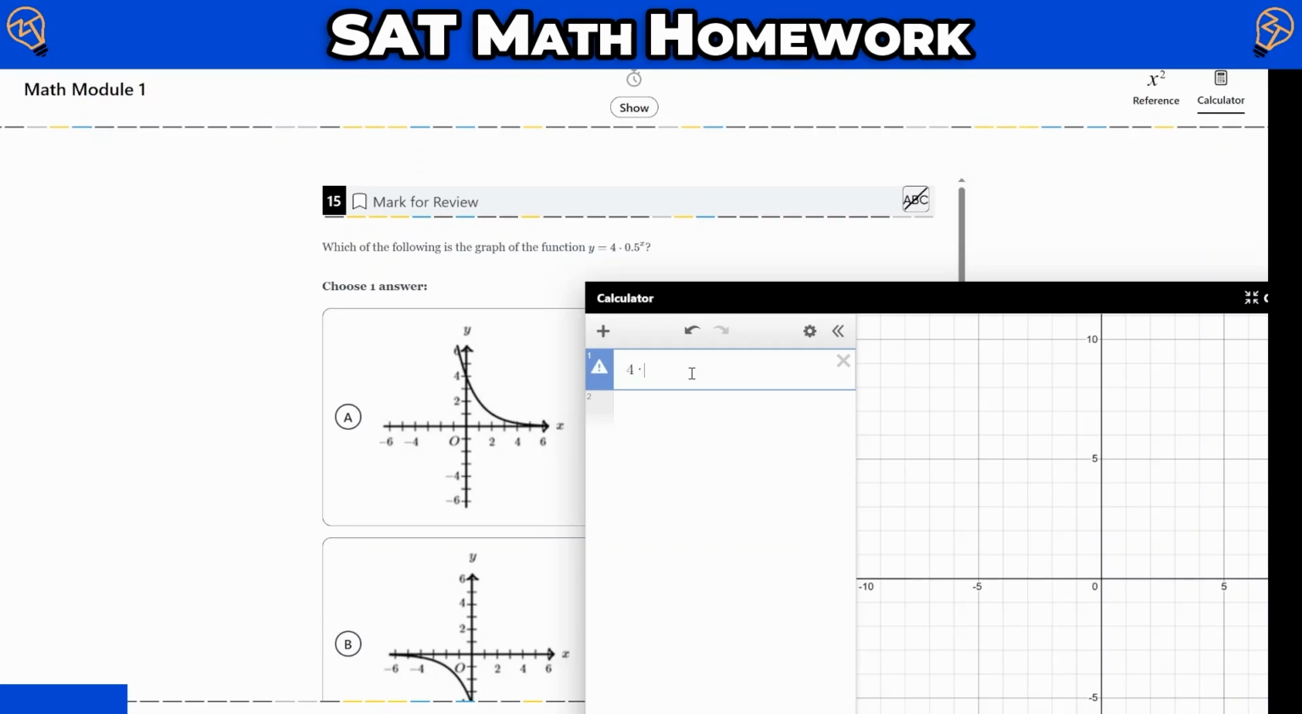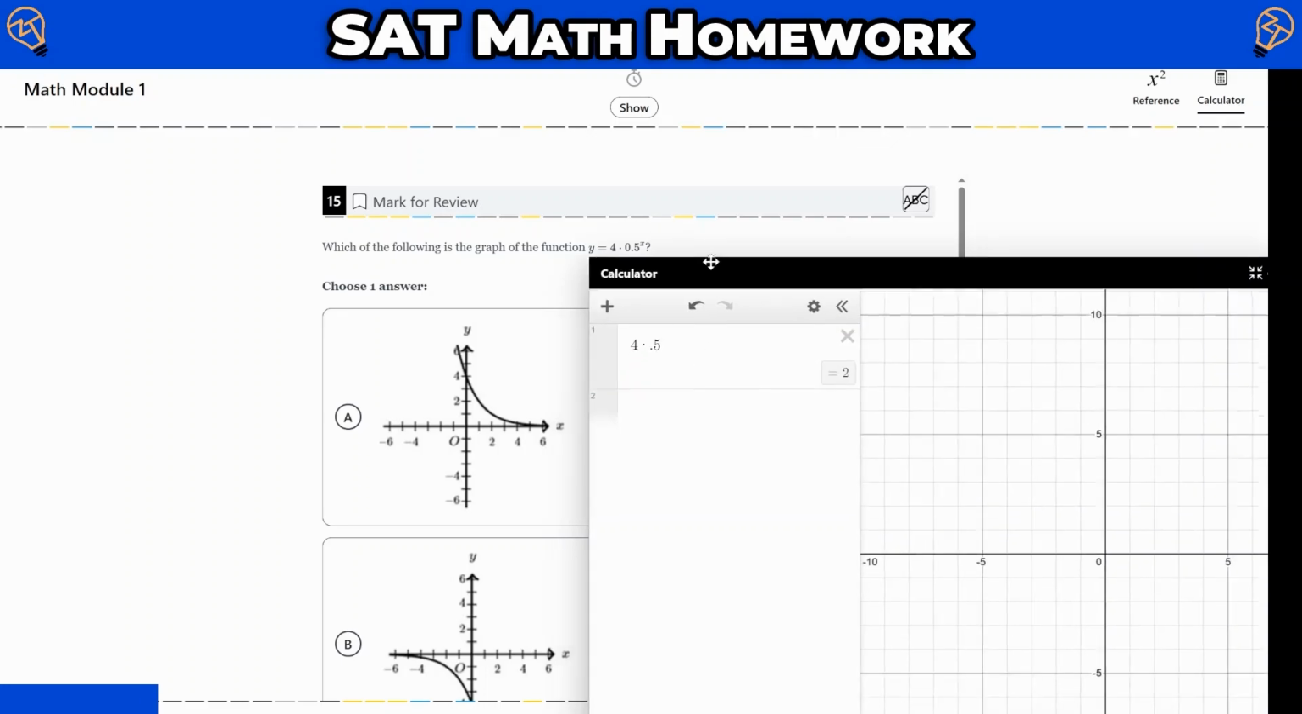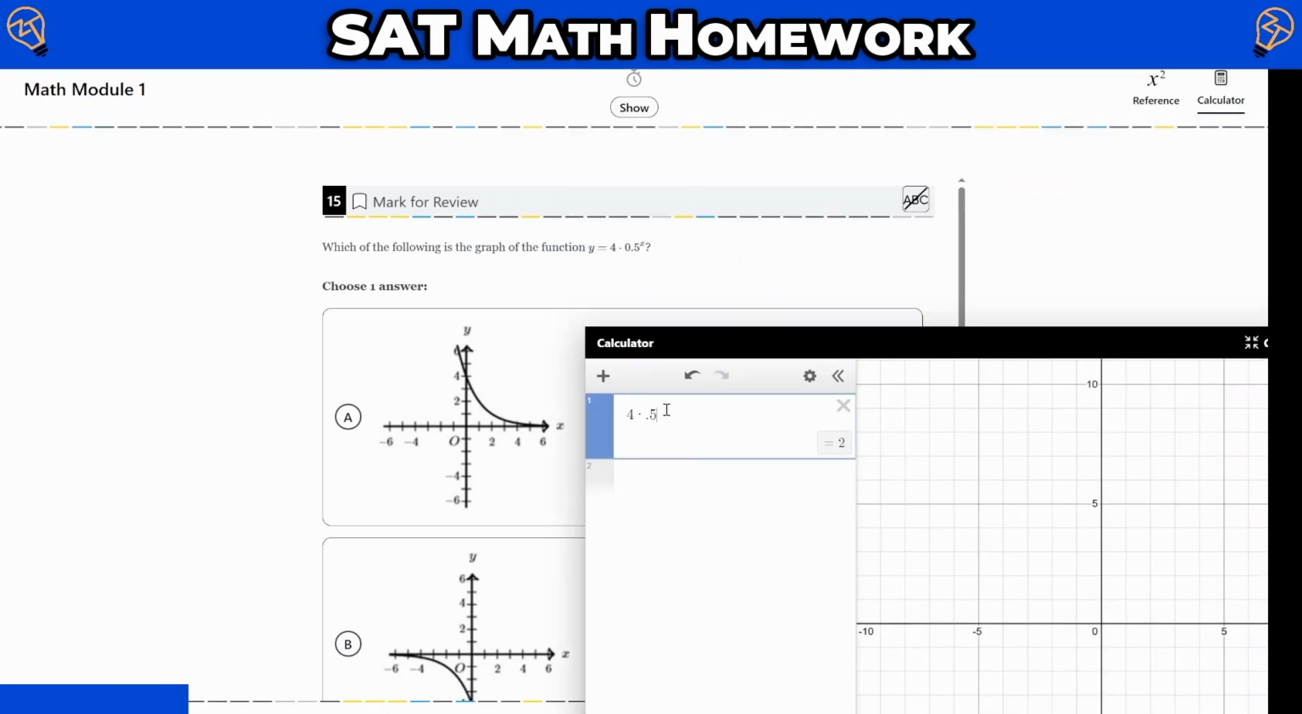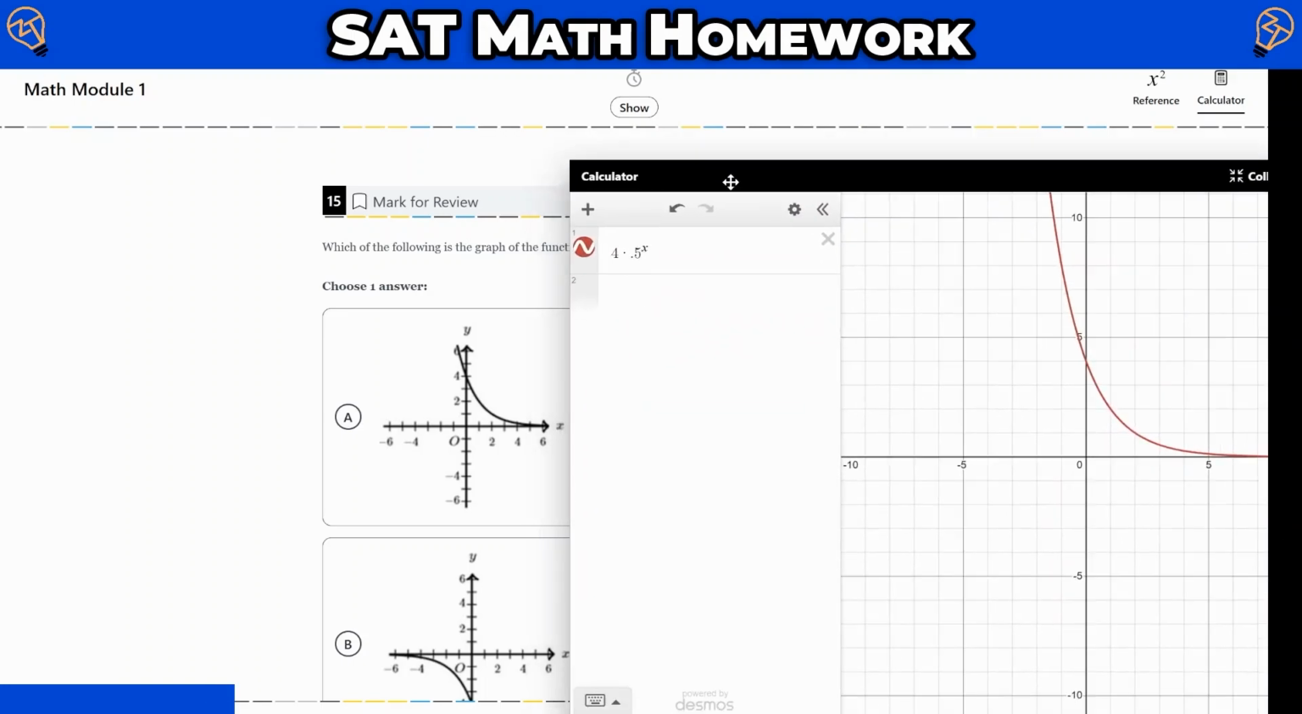which I just pressed Shift and 8 to do, 0.5, and you could use the keyboard that's provided by College Board down here, or you could just press Shift and 6, which does the exponent for you, and you'll type the x. So we'll go ahead and take a look here, and we can see it looks like exponential decay. It looks like here it's crossing at about 4 for the y coordinate.